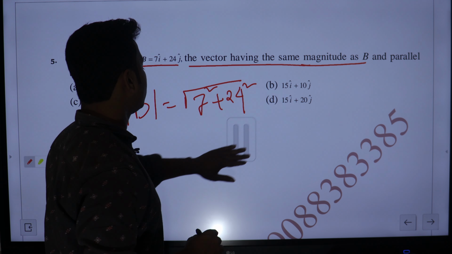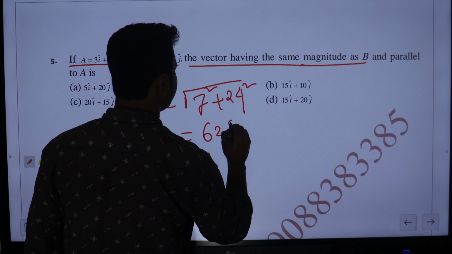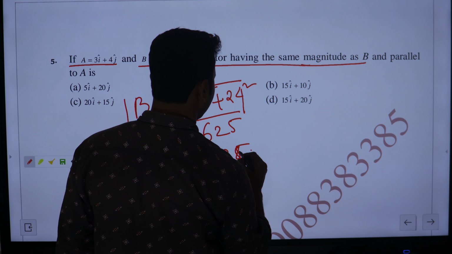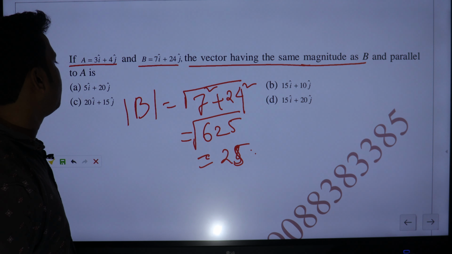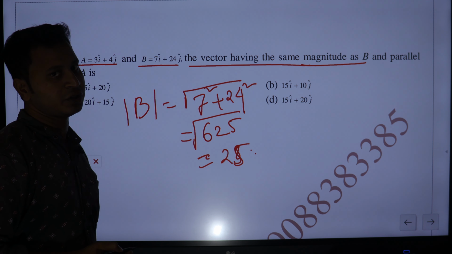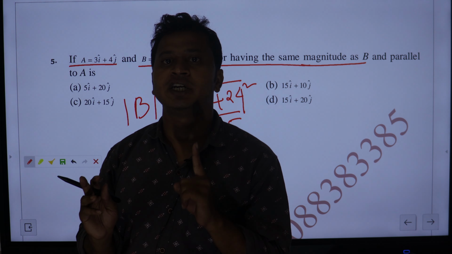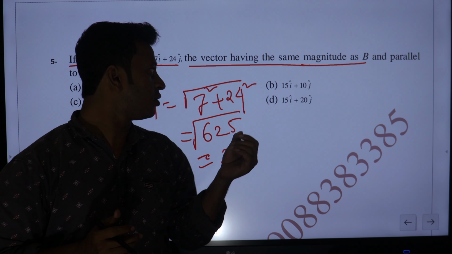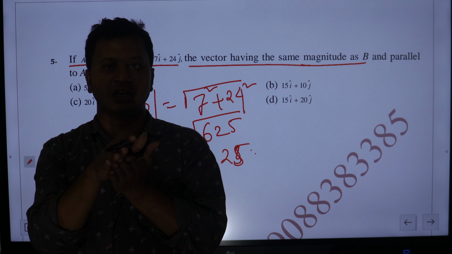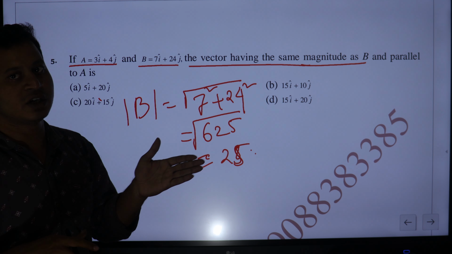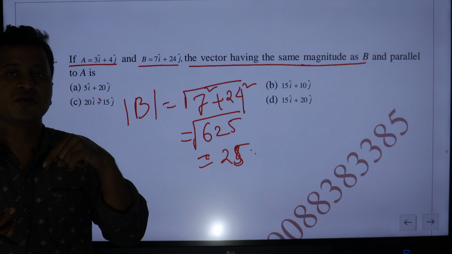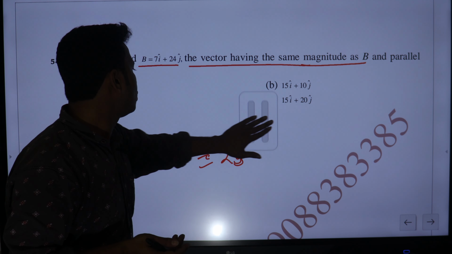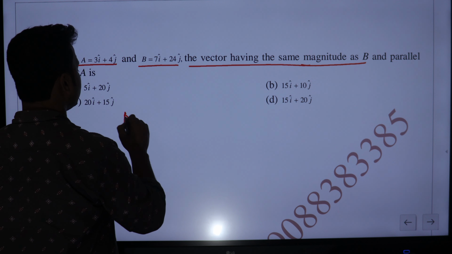So it will be root under 625, which is 25. Clear now? So the magnitude of B vector is 25, and the vector is parallel to A vector. Parallel to A vector means we have to find the direction of this vector. The main idea is that the vector moves in the same direction, so we have to find the vector along the A axis, and that will be parallel.